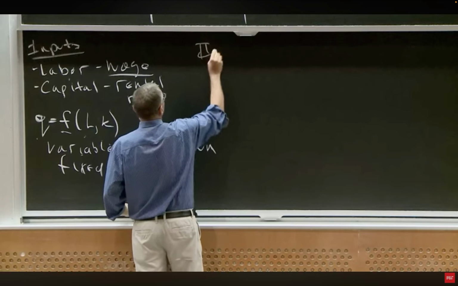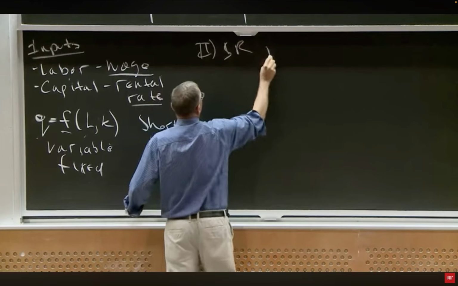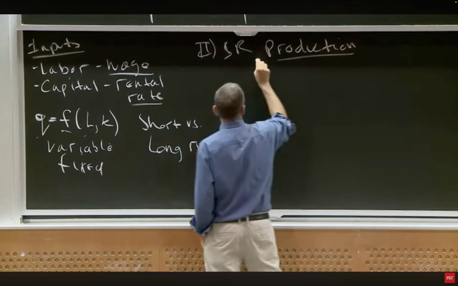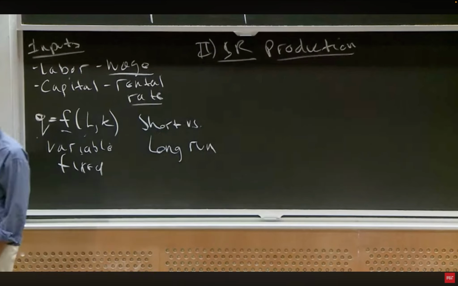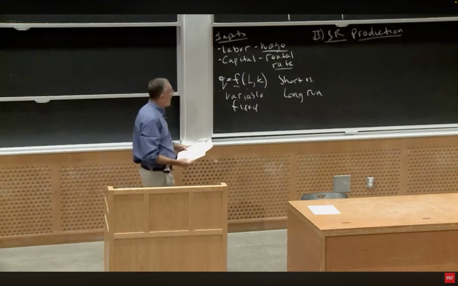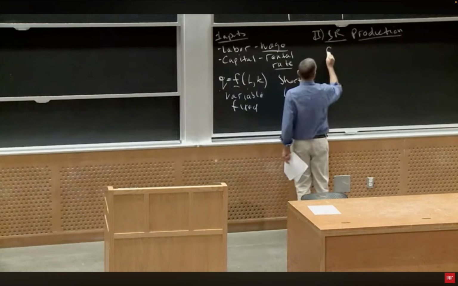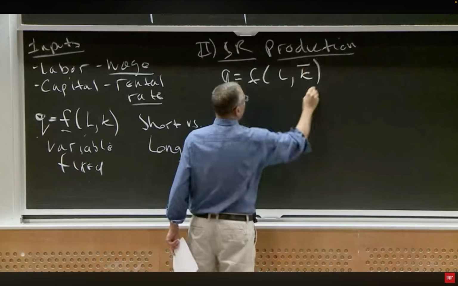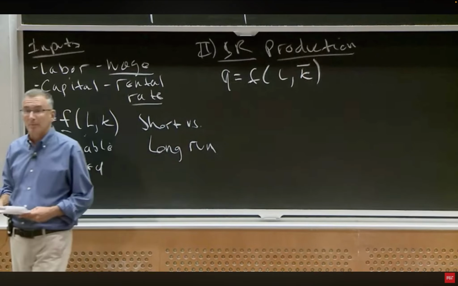Okay, so now let's talk about the short run. Let's talk about short run production. How do we think about a firm's short run production decisions? Well, in the short run, capital's fixed. So we can write our production function as Q equals F of L and K bar. Capital's fixed in the short run. Okay, that's definitional.